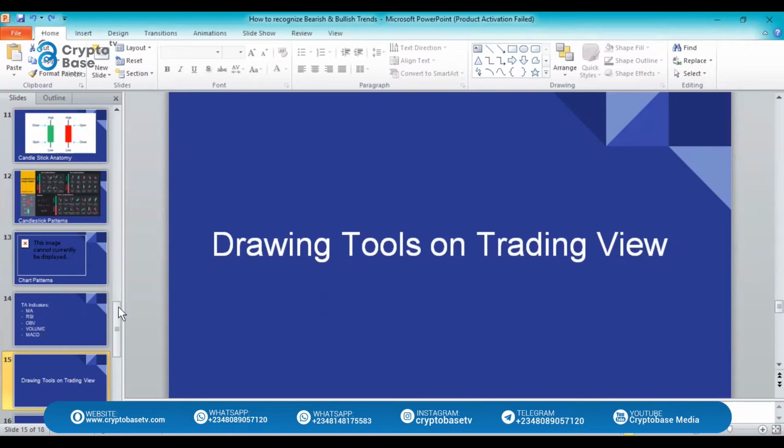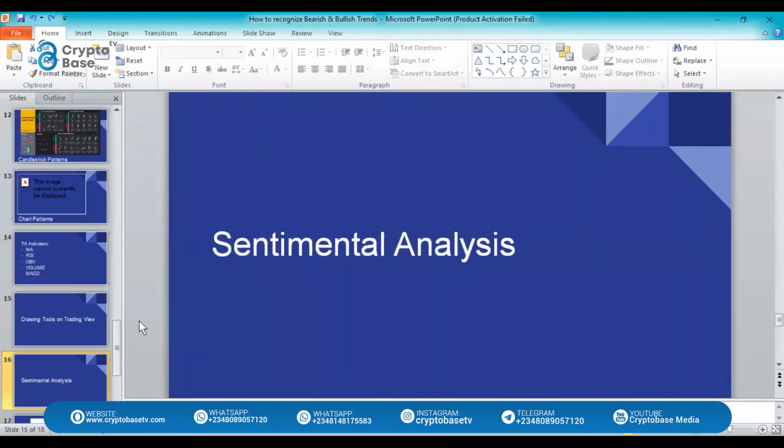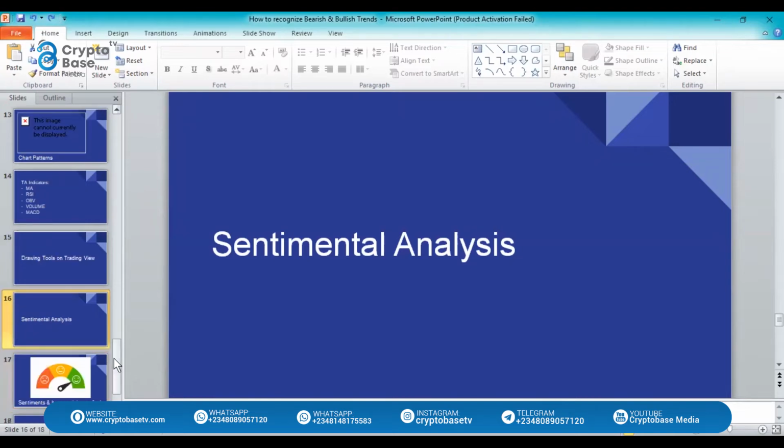Okay, guys. So the next is sentimental analysis. This is probably new to most people because some people don't really know what sentiment means. They just hear fundamental and technical analysis. But as the market advances, we get to know that it's not only about fundamental analysis and technical analysis. You can also use sentimental analysis to know a trend before it happens, to know a bullish trend before it happens, to know a bearish trend before it happens. Okay, so let me just do a quick explanation of sentimental analysis in layman's language.